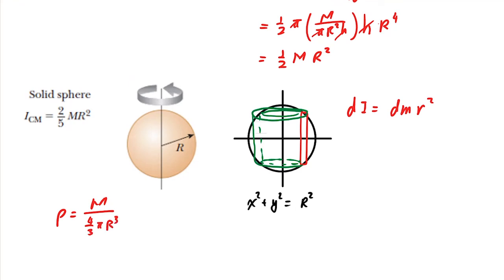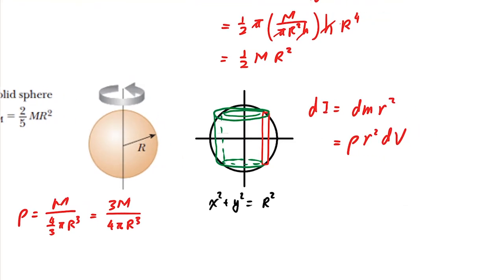That, we're going to substitute later, or if you want to simplify now, 3m over 4 pi r cubed. Okay? So dm has to be density times dv, correct? So let's put dv here. Now, we have to figure out our dv. So let's just do dv. Let's do a quick review.